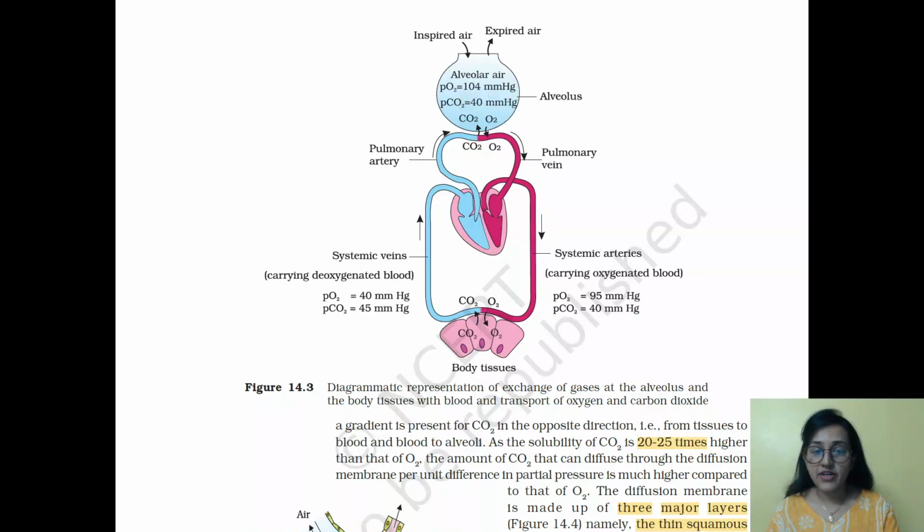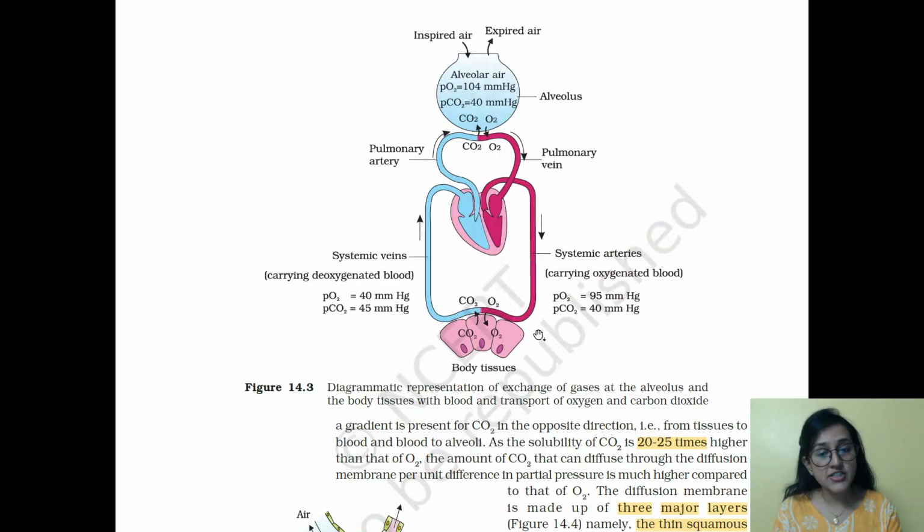Through the pulmonary vein, the oxygen rich blood is going to the heart, and through the pulmonary artery, the deoxygenated blood is going again to the lung for diffusion. The systemic arteries are carrying oxygenated blood from the heart to different organs. In the body tissues, the exchange of gases is again taking place.